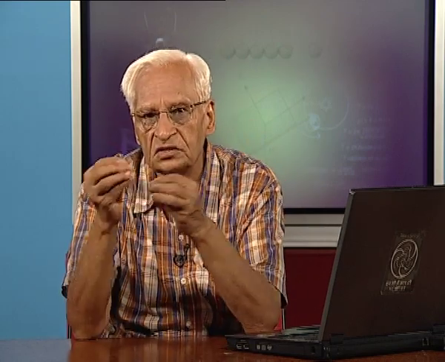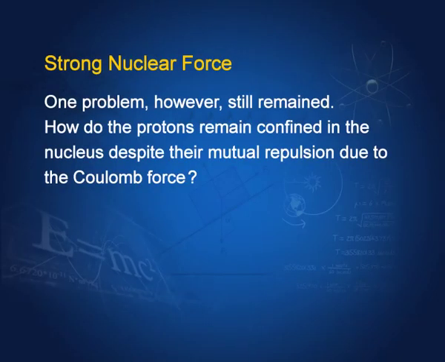So one problem, however, still remained. You see, now we have discovered the neutrons, so one can say the nucleus consists of neutrons and protons. So in the helium nucleus, for example, there are two neutrons and two protons, that is two units of charge and four units of mass, and there are two electrons. The charge of the electrons and the charge of the protons in the nucleus make the atom overall neutral. That was the picture. Now, one problem however still remained.